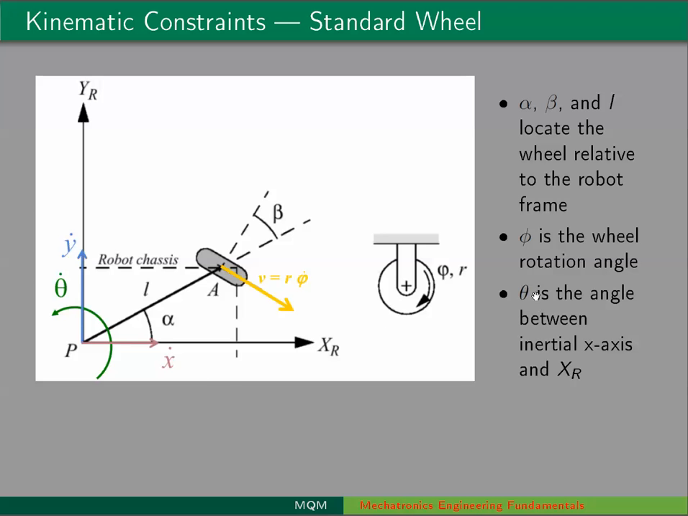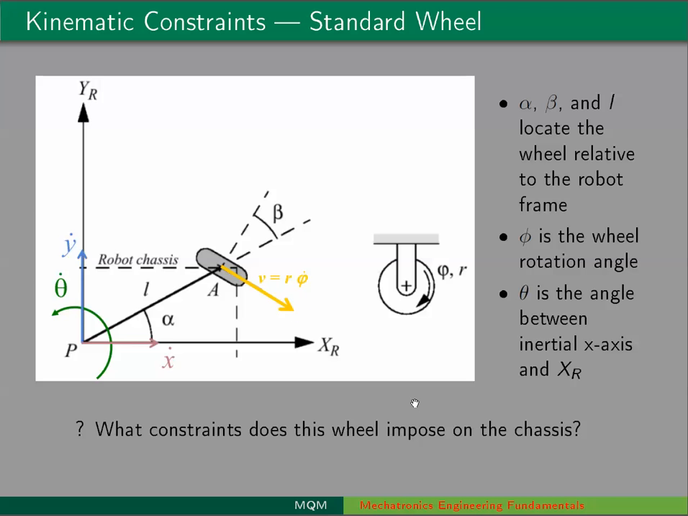And finally, the angle theta has to do with the orientation of the robot chassis relative to an inertial or world frame. So that would be the angle between the world x-axis and the robot x-axis. The world x-axis isn't shown here, but the angular velocity theta dot is pictured. So we can see here that phi is defined positive, so a positive velocity, phi dot, gives a positive velocity in the x direction.